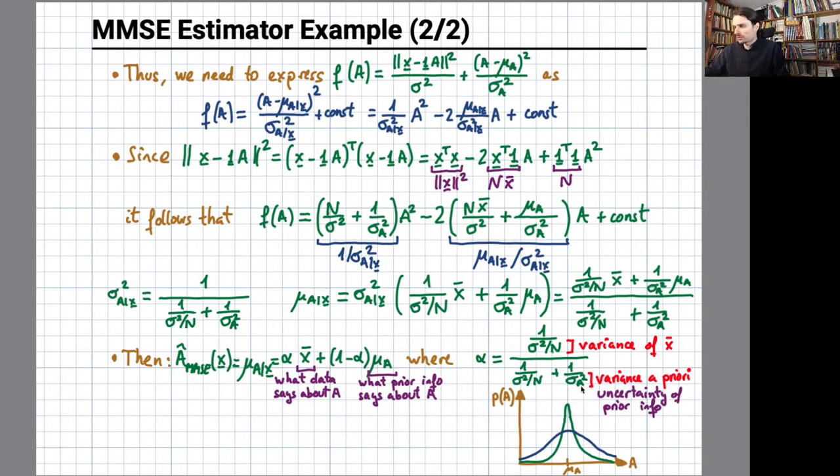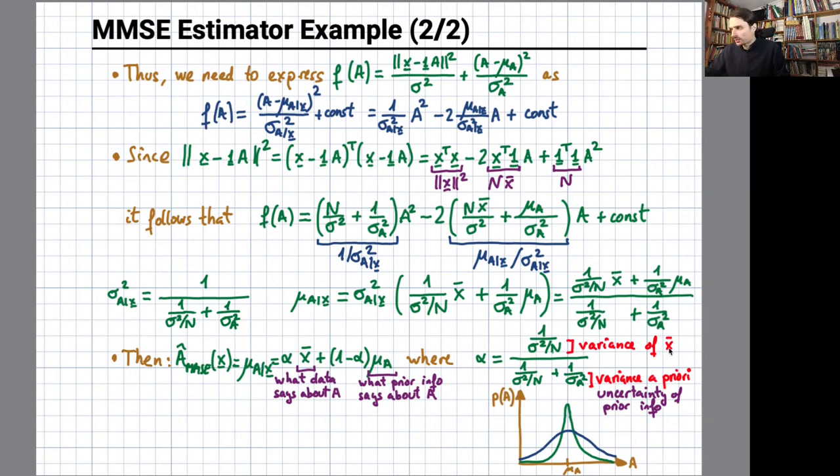So remember that if sigma a square is small, then the prior PDF is peaky and concentrated around the mean, which means that we are pretty sure that the true value of a is around here. It means that we have little uncertainty. So what we see here is that if the variance of x bar is small, then the numerator is large, and also this term is large, so this may be neglected, and alpha will be close to 1.